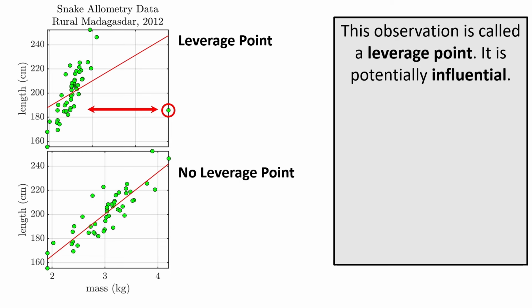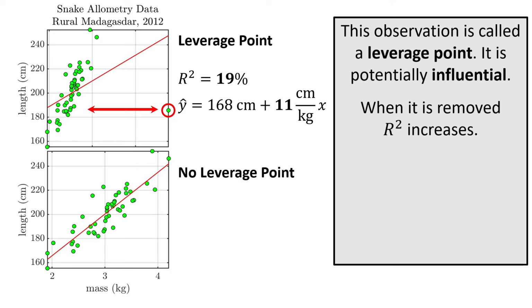So this observation here is called a leverage point. It is potentially influential. So what do we mean by influential? Well, let's just observe a few things. First of all, the coefficient of determination for the top data set is 19%, and the line of best fit has a slope of 11 centimeters per kilogram. Now here, the thing that matters is if that data point is removed, what happens to the slope of the line of best fit? Well, removing that data point, first of all, it increases the coefficient of determination.